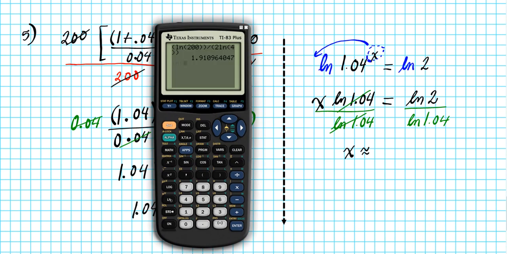Okay, so we are going to enter the natural logarithm of 2 divided by the natural logarithm of 1.04. Okay, our answer is 17.6730 to 4 decimal places. So let's write that down.